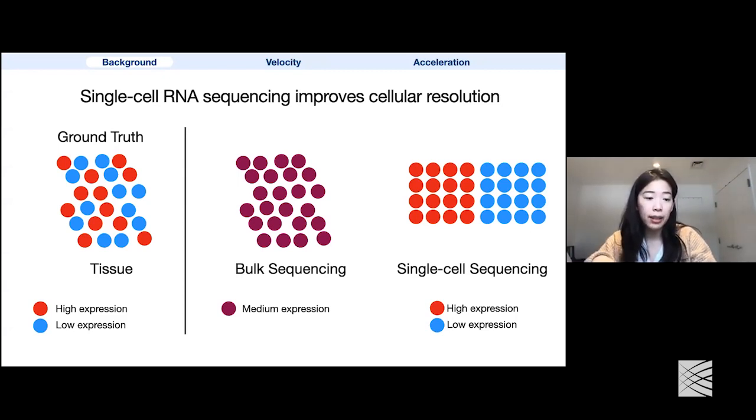Single-cell RNA sequencing gives us the resolution to distinguish between individual cells. You can imagine that you have some tissue where the ground truth is that you have cells that are heterogeneous for expression of a gene. Measuring in bulk would normalize any variation in subsequent analyses, whereas single-cell sequencing enables us to distinguish between different cell types by looking at each cell separately.